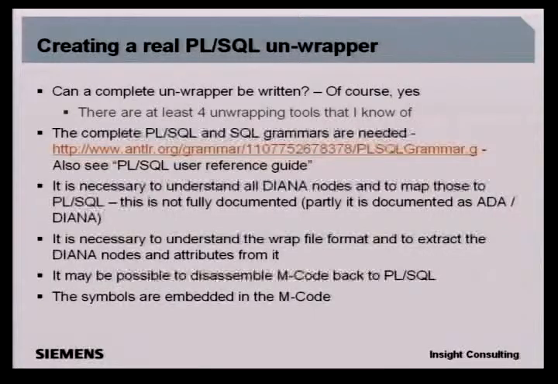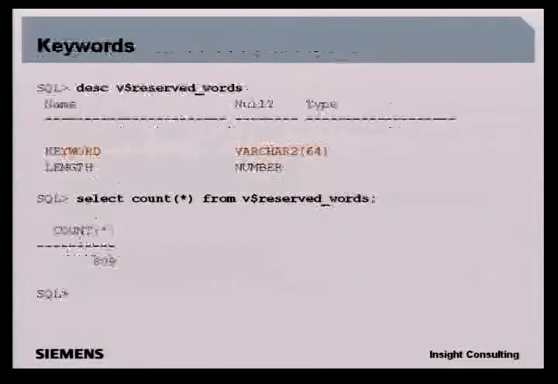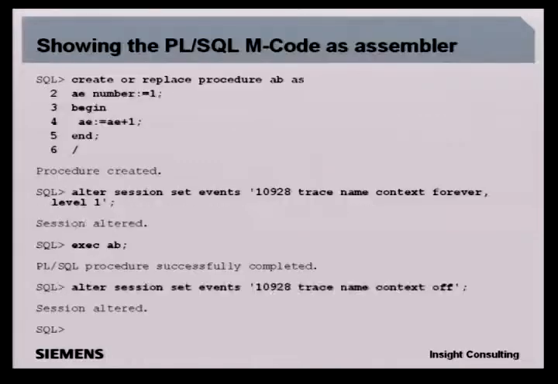You can actually see the symbols within the M code in some cases. A useful view, V$RESERVED_WORDS, shows you all the SQL and PL/SQL reserved words. There is an event that Oracle provides, 10928, that allows you to see the M code as assembler, so the machine code.